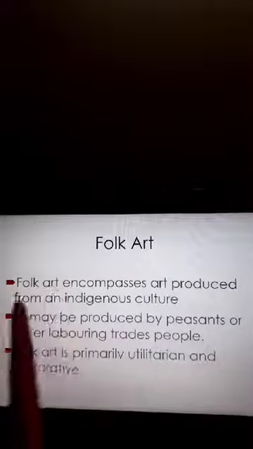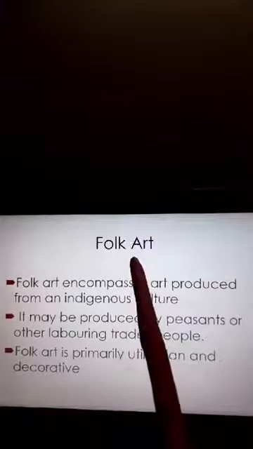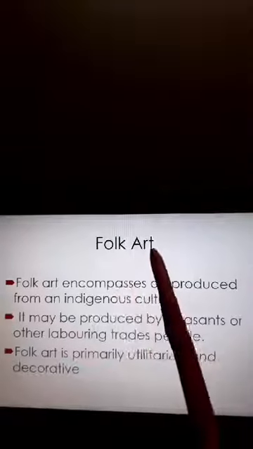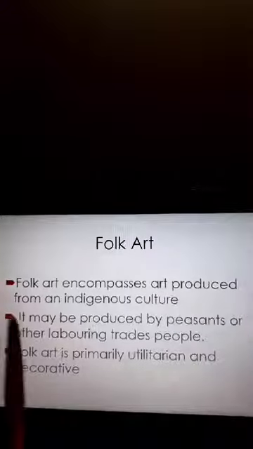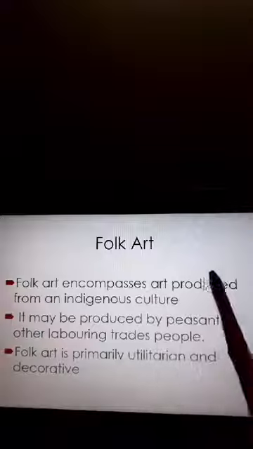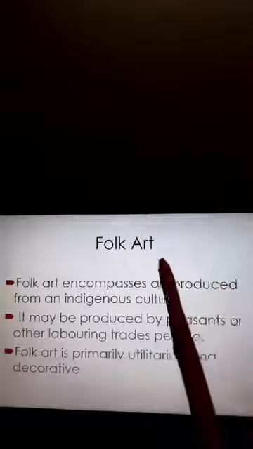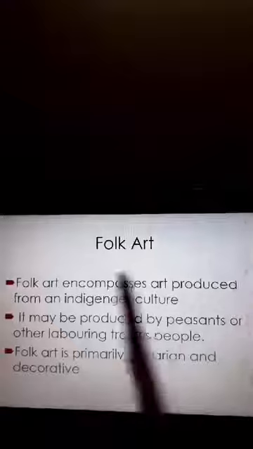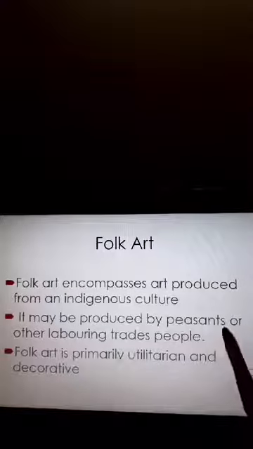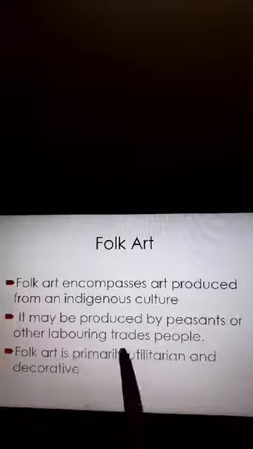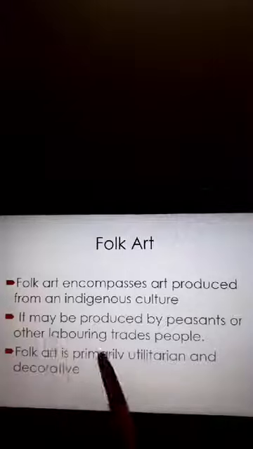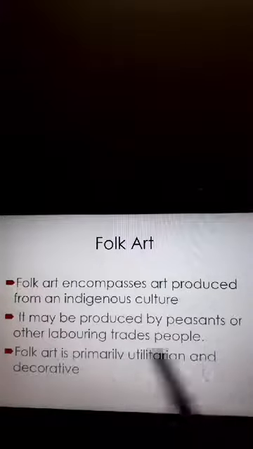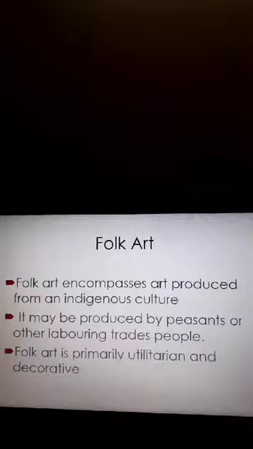Now, this is the extension of our knowledge. I have time and again mentioned the word folk art. So what is folk art? Folk art encompasses art produced from an indigenous culture. Local people will draw the art like scroll painting. It may be produced by peasants, or other laboring trades people. Folk art is primarily utilitarian and decorative. It may be aesthetic or may not be.